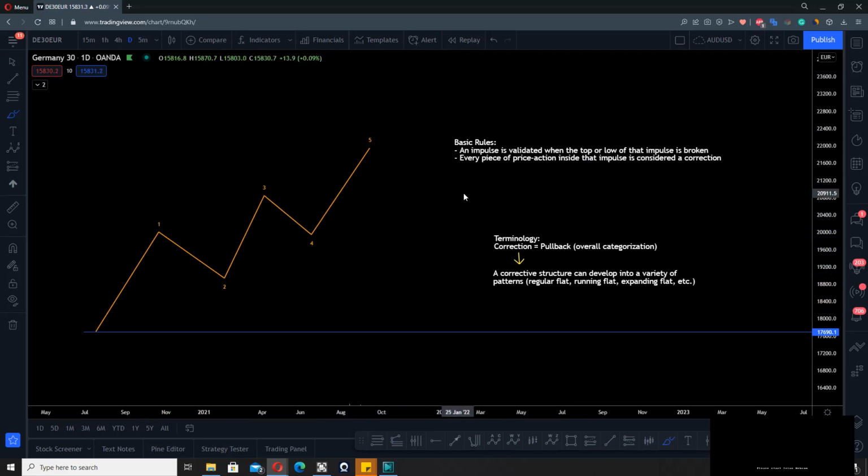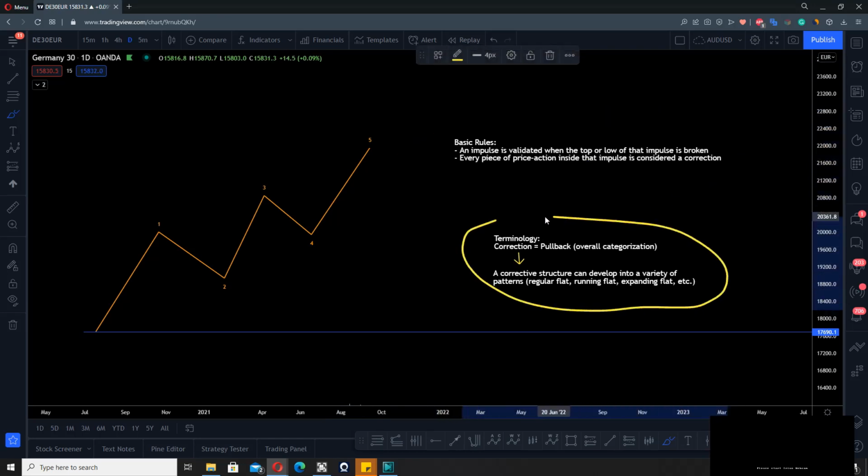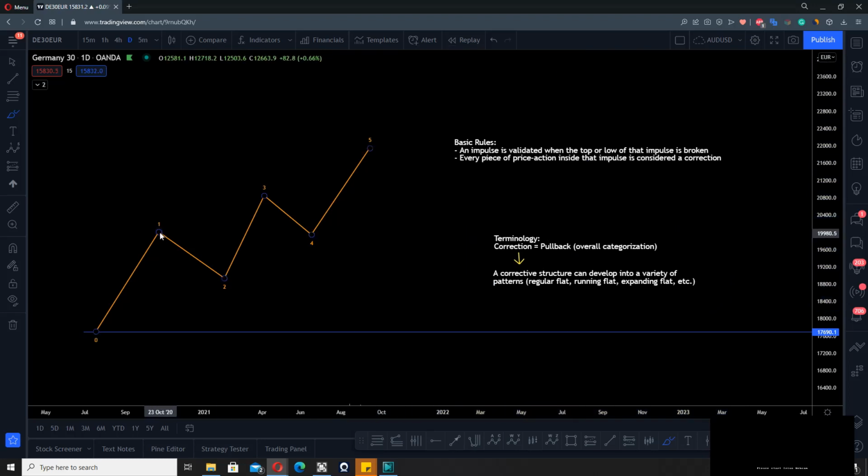So let's look at these basic rules here. Actually, before that, I want to clear some things up about the terminology. Often when people talk about a correction, that's basically just a pullback. That's the same thing, it's just a way to categorize it. A corrective structure or a pullback can develop into a variety of patterns. So this here is a corrective structure because it goes counter to the prevailing trend, also known as a pullback. And whatever develops in here is a pattern, a corrective pattern.